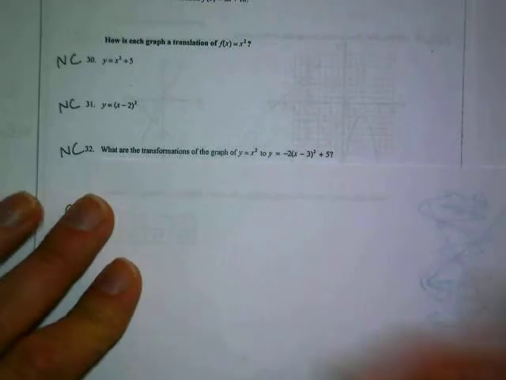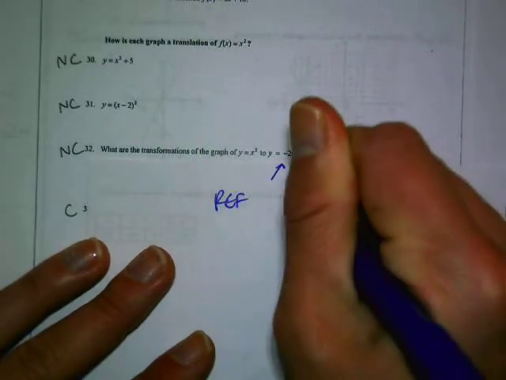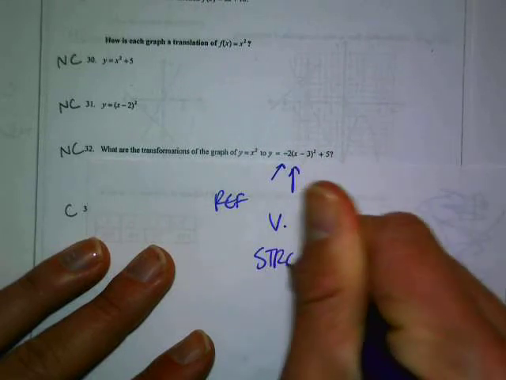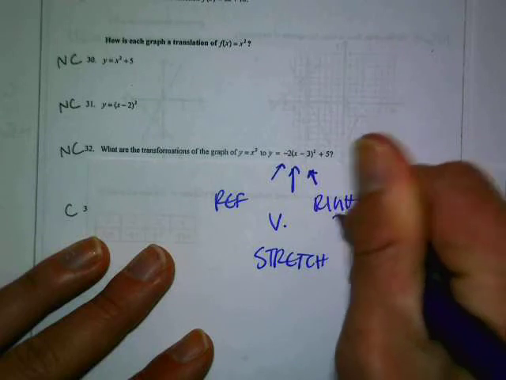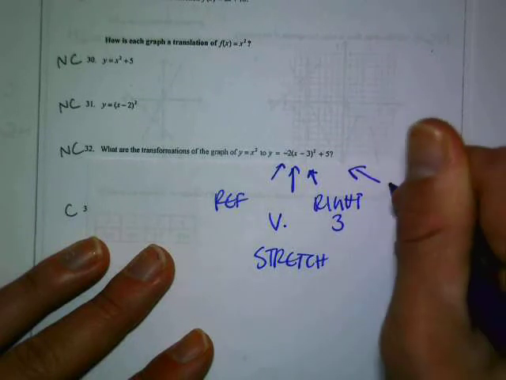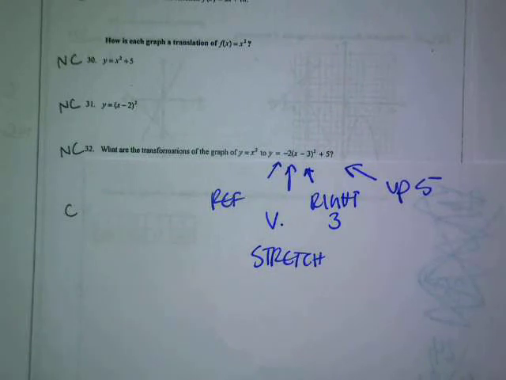All right, this one has kind of all of them. The negative sign is a reflection. The 2 is a vertical stretch because it is bigger than 1. The 3 on the inside, we're going right 3, and the 5 out there on the outside is up 5. All right, so that one kind of has all the translations.